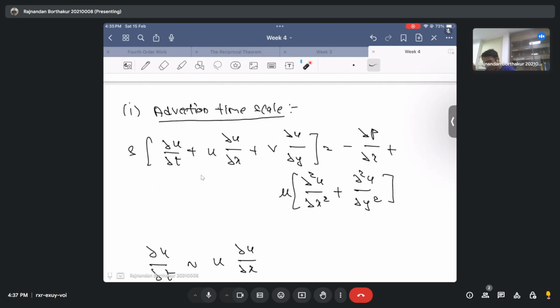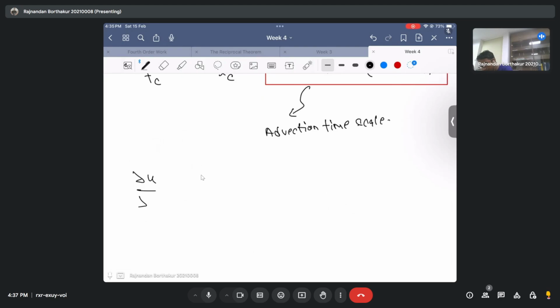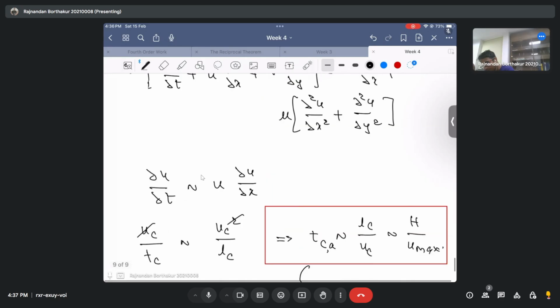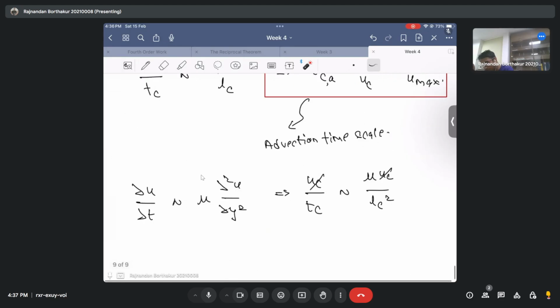I can say that this term is of the same order as this term, let's say. So if I say that my del u by del t is of the order of mu times del squared u by del y squared, then I would say that rho u_c by t_c is of the order of mu times u_c by l_c squared, where the u_c would just get cancelled, but remember there is a rho here, because there is a rho multiplied here.